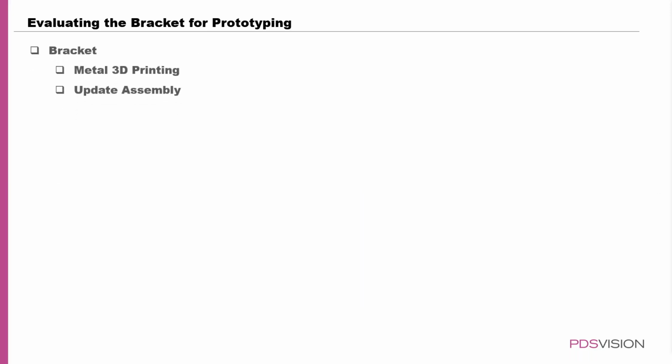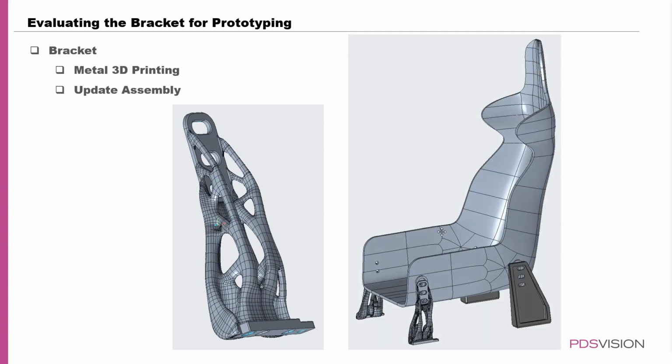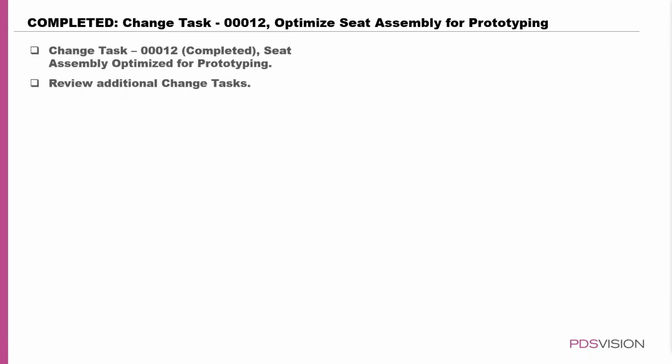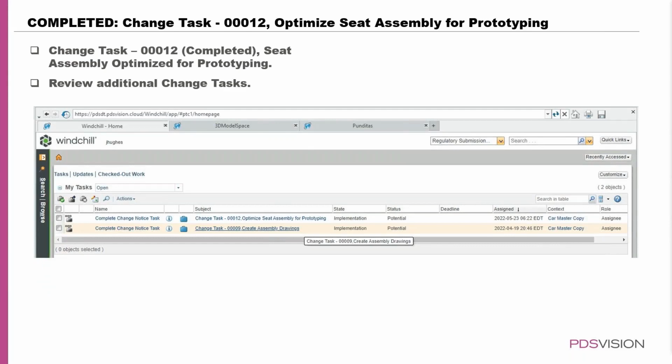So a model has been created through the generative design, and from there we've created a Creo part file for 3D metal printing. And we can use this model then within our application to update the chair, the seat and bracket assembly. Now, change task 1 has been completed. The seat assembly has been optimized for prototyping. We can review the next task, which is creating assembly drawings.